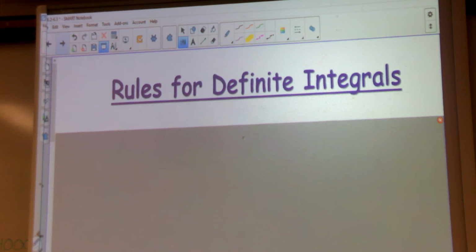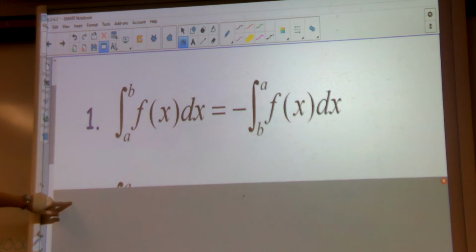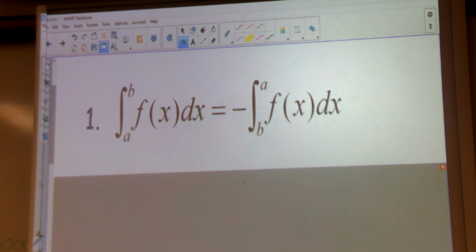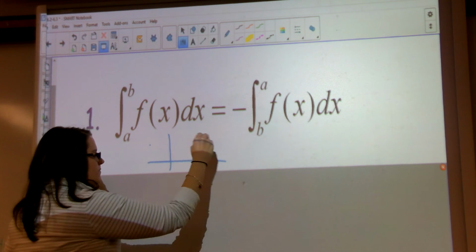Okay, now let's look at our rules. By the way, that was 6.2 we just covered. Now let's look at rules for definite integrals. Once again, these are definite because I have an interval, A to B. We'll get to indefinite, where you have no interval, later. The integral from A to B of f of x dx is equivalent to the negative integral from B to A of f of x dx. That should make sense when we think of a picture.